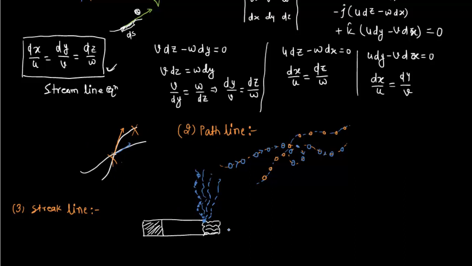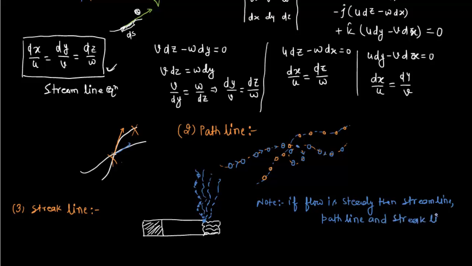So all three lines are different, but there is a point here, you can make a note. If the flow is steady, then streamline, path line and streak line coincide.